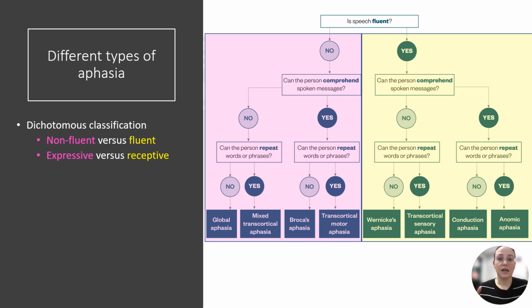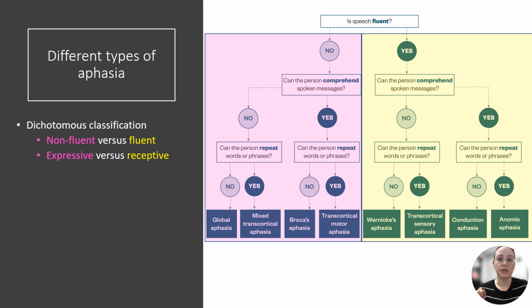You can see on the left-hand side two types of dichotomous classification. Non-fluent, one type, versus fluent, and then expressive versus receptive. In pink, I have highlighted on this graph to the right what subtypes of aphasia would fall into being considered non-fluent or expressive types of aphasia. Those are broadly the same thing, meaning that these individuals typically have the most issues with producing language, and they also tend to have relatively good auditory comprehension.